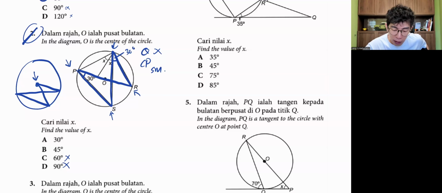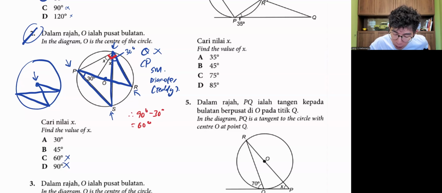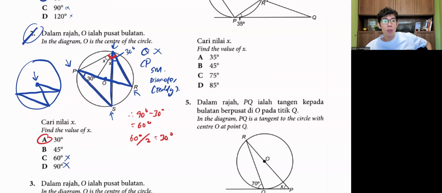Then the next thing I see is your diameter, the teddy bear thing. So you know what? This will be 90. Therefore, 90 minus 30, you're left with 60. And then 60 divided by 2, you get 30 degrees. The answer will be A. Understand? So that's how I see it.